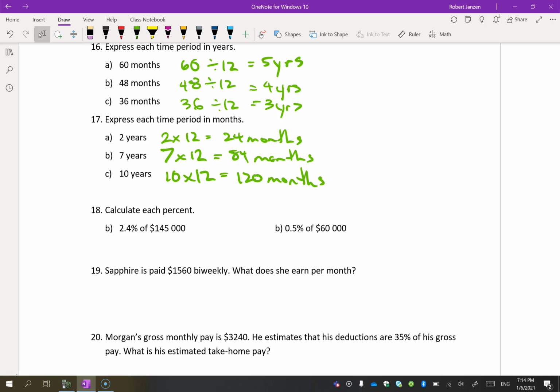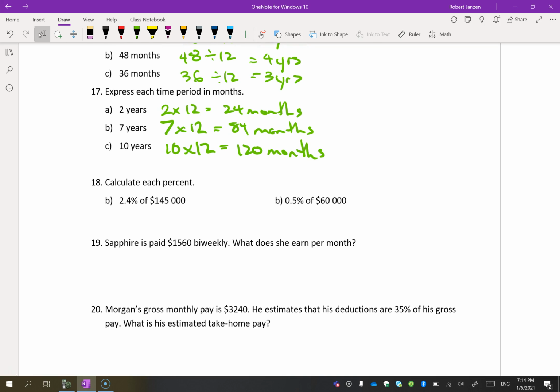Okay, calculate each percent. So again, 2.4% is 2.4 out of 100. And you're going to go times 145,000. So this is 3,480. If you do the same thing here, you're going to end up with 300.